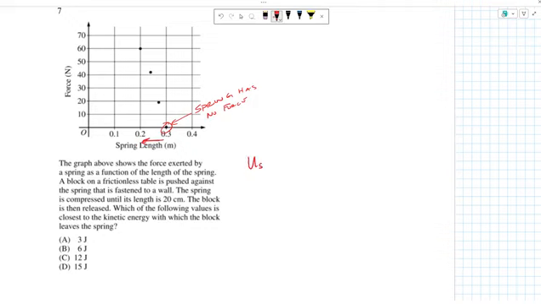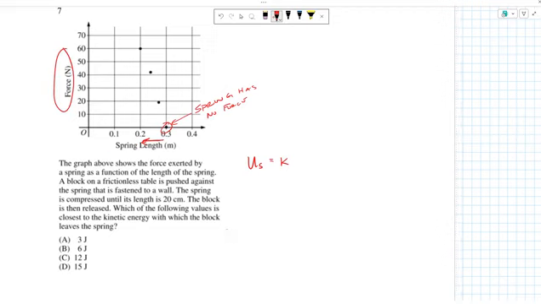And then when we release it, that's all going to become kinetic energy for the block. So what we need to do is to be able to find the potential energy of the spring. We know the formula is 1/2 kx squared. The problem is we don't have a k, even though we have an x.